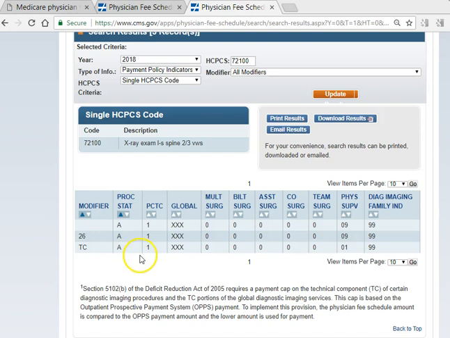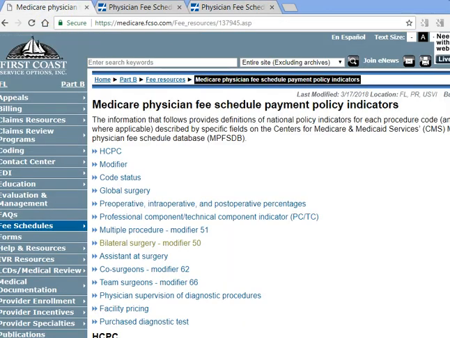In order to find that out, we're going to go look at our other tab here. This is one of our Medicare administrative contractors. This one happens to be for Florida, which we've chosen because it is fairly simple to understand. And we've gone to the Part B fee resources and the payment policy indicators simply to understand what those indicators mean.